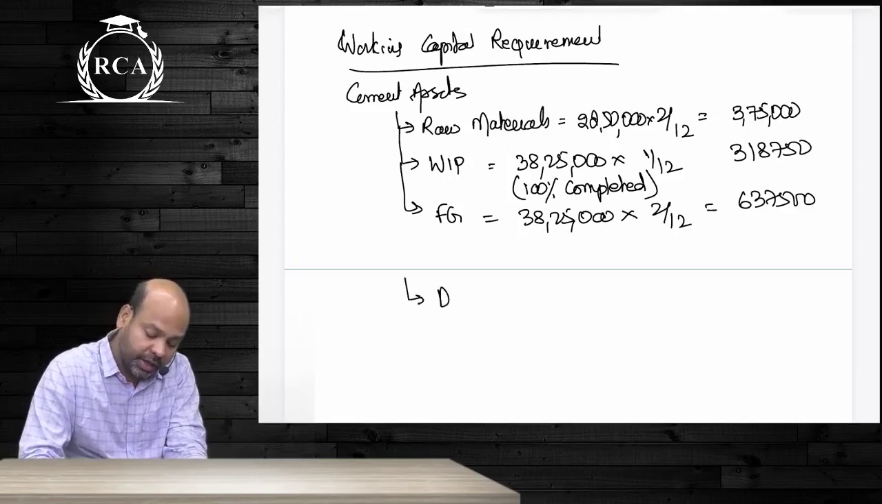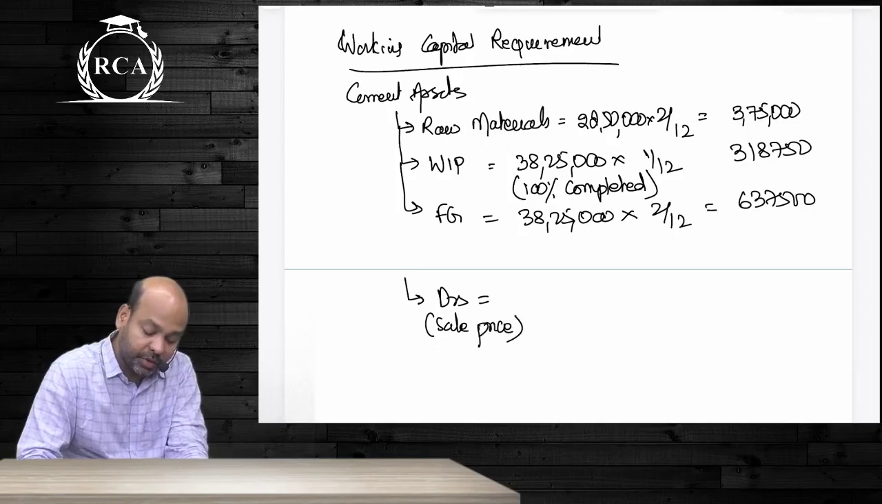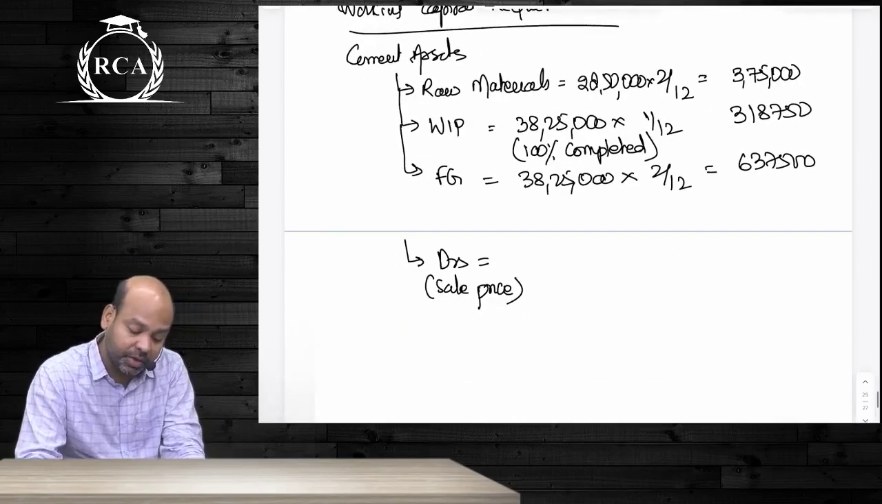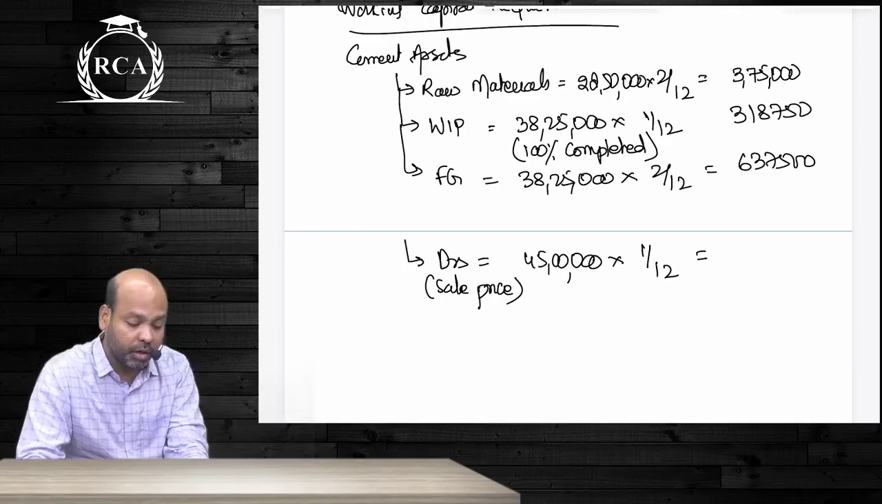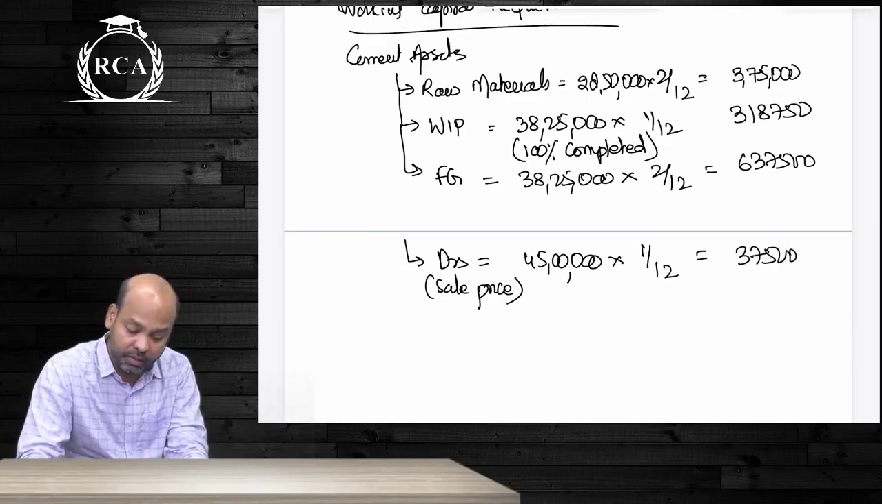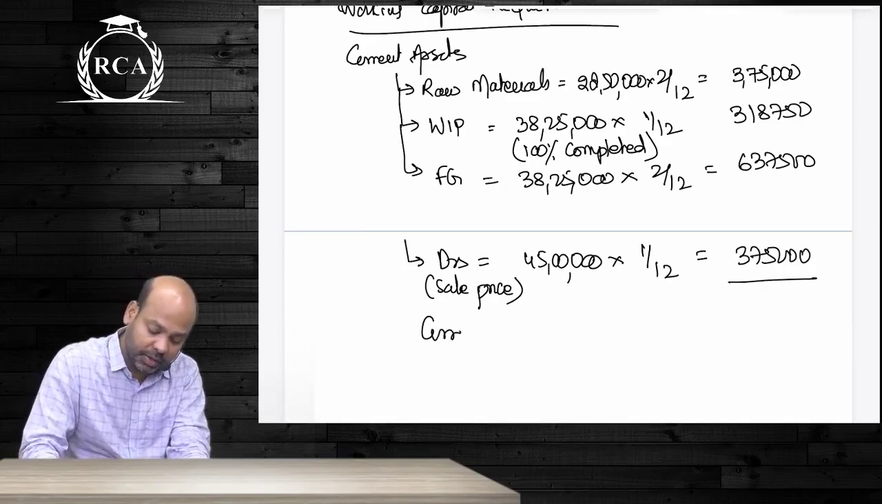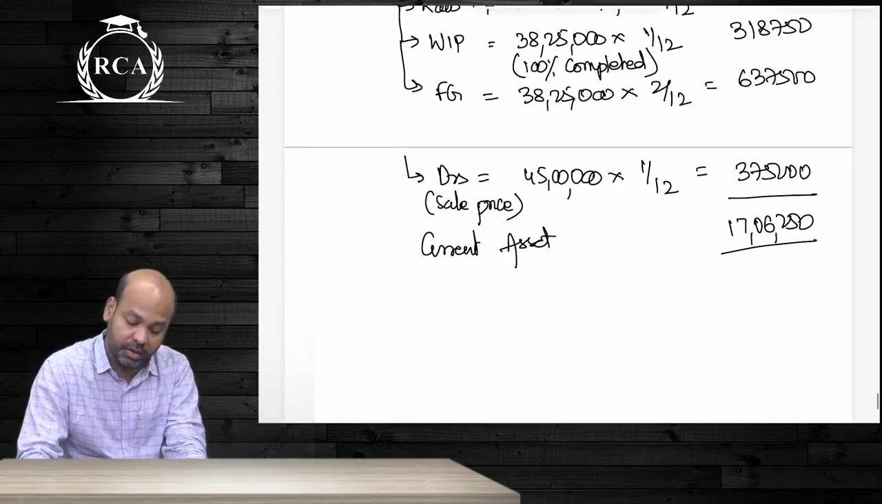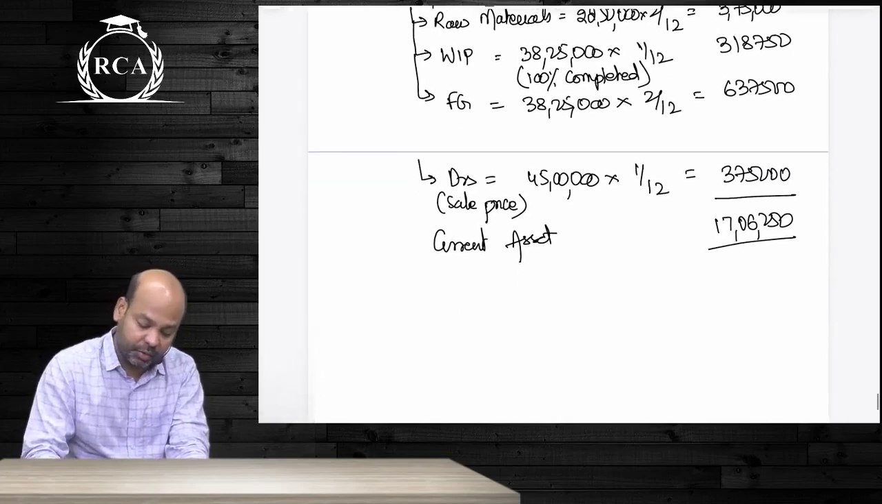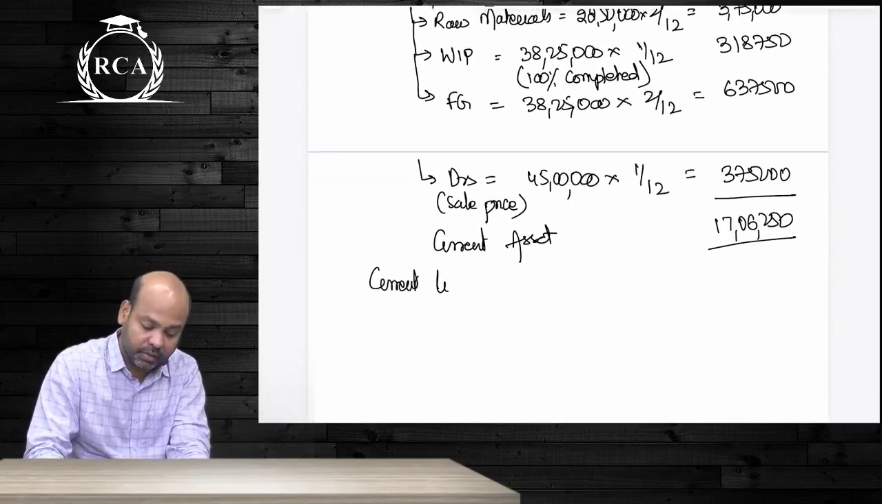Debtors, will you take at sales price or at cost? Sales price as specified in the question, guys. So that will be 45 lakhs multiplied by the credit we are giving to customers, 1 month. 45 lakhs into 1 by 12, guys, 3 lakhs 75,000. The total of current assets up to here is 17 lakhs 6,250.